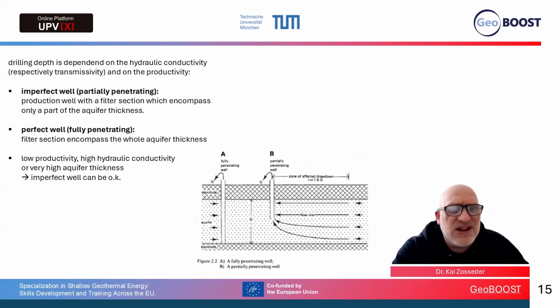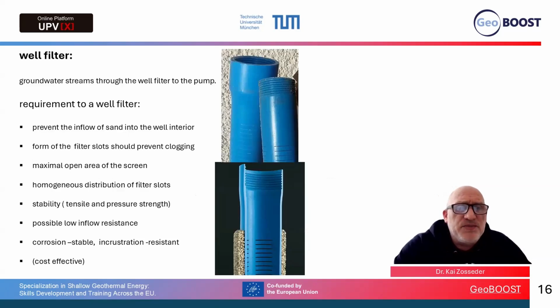So an imperfect well can be okay, but it would be better to have a perfect one, especially if the water table changes. If you have a decrease of your water table, maybe because of climate change, and then the water table is not enough anymore to pump out the needed water, then you maybe have to deepen your well. This doesn't happen if you have a fully penetrating well. So the next point is that we have to look at our well filter.